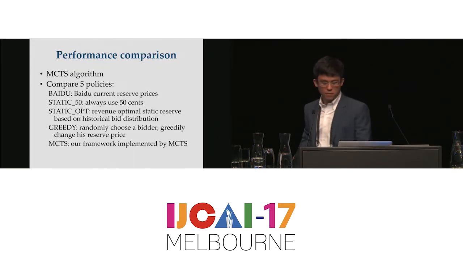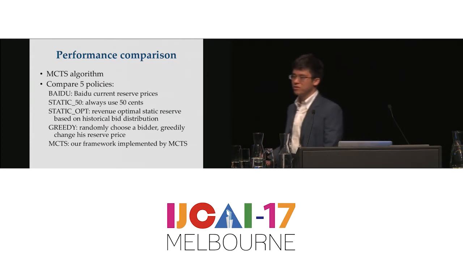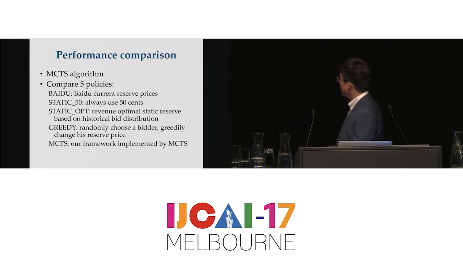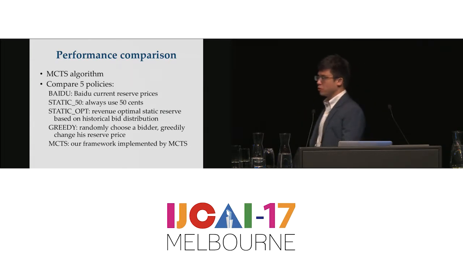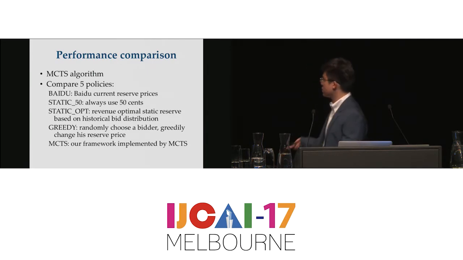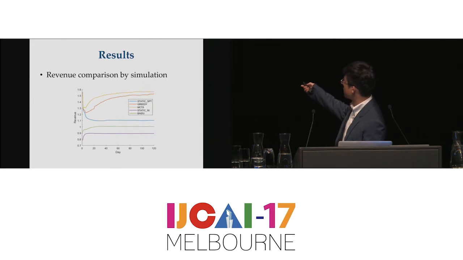We compare a bunch of benchmarks. This is the current Baidu mechanism, and this is the static 50 cents, which Baidu used for 2 years. We also have the static optimal, which essentially means that we use the buyer's previous price that works well for us as his reserve. And there is the greedy algorithm, which we initially wanted to use as a baseline, but it turns out to work very well. Greedy algorithm essentially means that we randomly choose a bidder and greedily change his reserve by either lowering it 5%, increasing it 5%, or keeping it the same. We just consider these 3 actions, and the performance turns out to be very good. The last one is our algorithm. By comparing all these algorithms, you can see that our algorithm works the best, but the greedy algorithm works very well too.